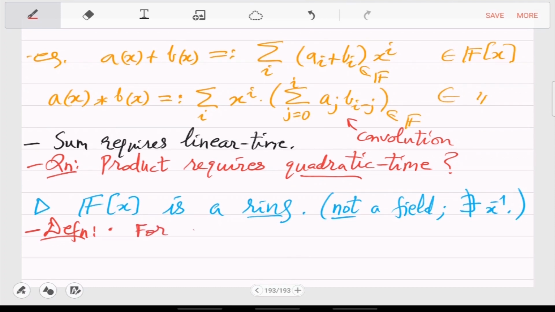So for a polynomial A(x), we'll skip the x, we'll just call it A. When I say A, it will always mean a polynomial in x. In the polynomial ring F[x], we can look at the leading term, or leading monomial. Let's first write it for A.